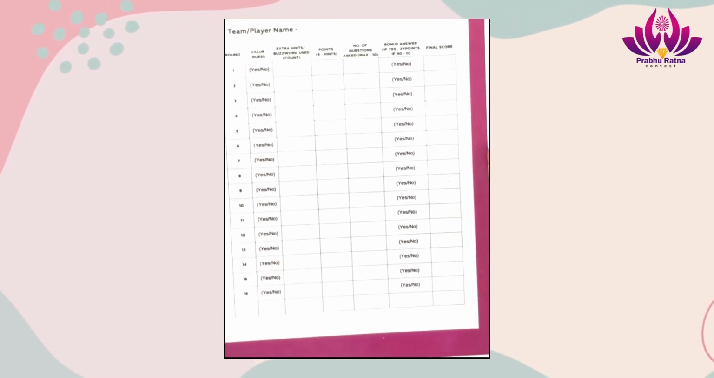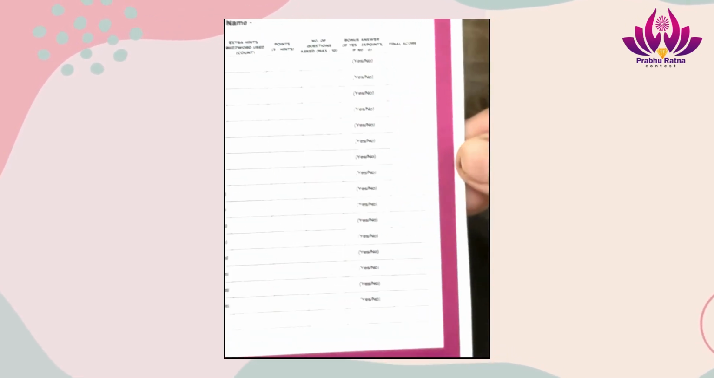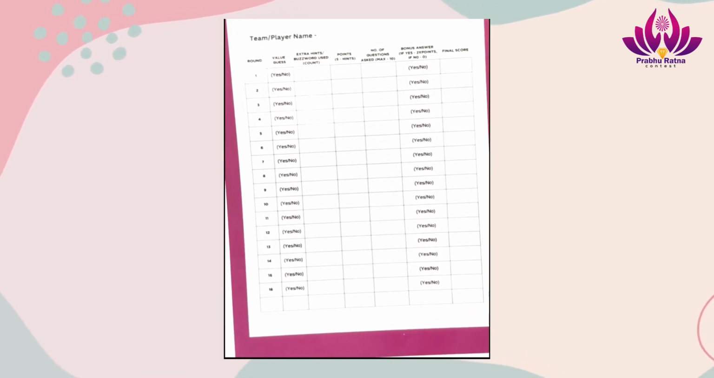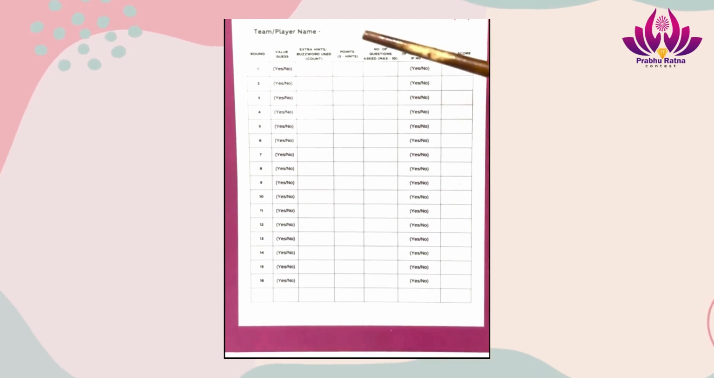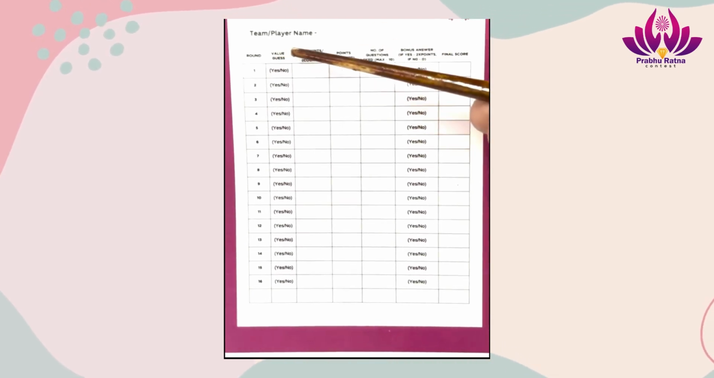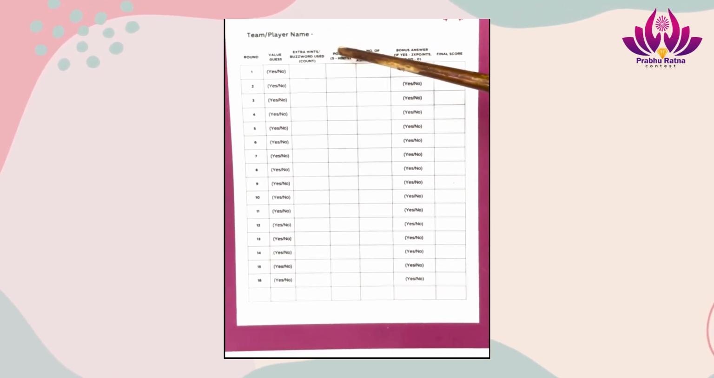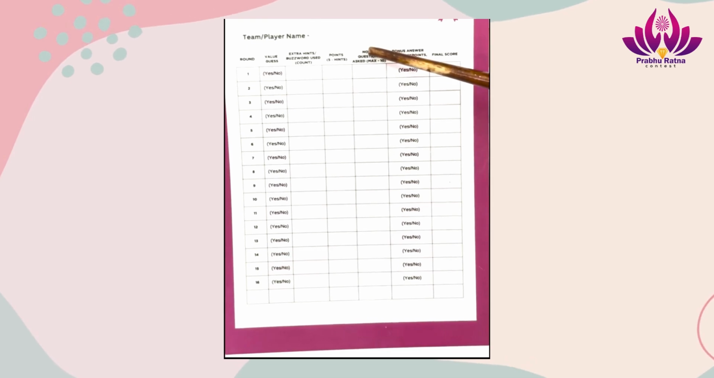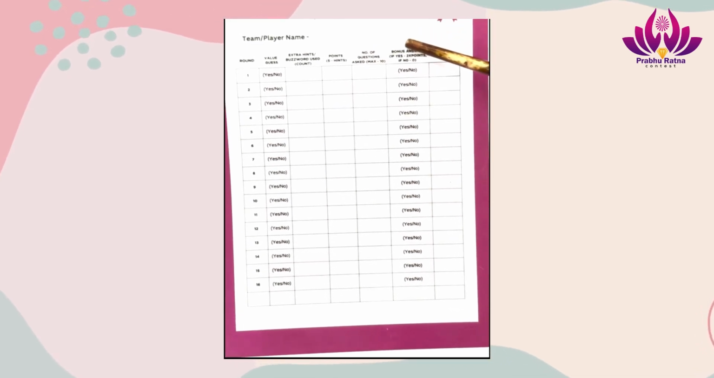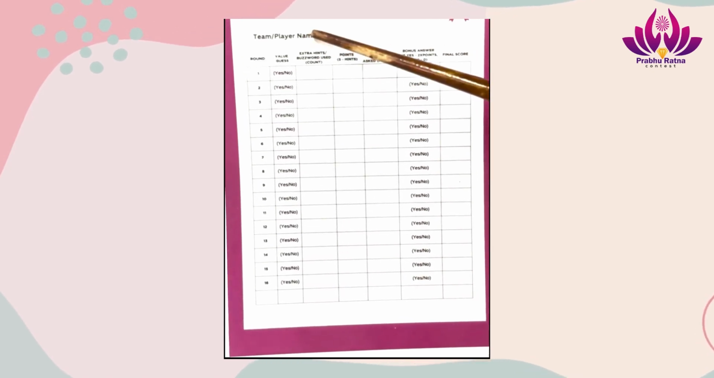Apart from this, another component is the guess the value score sheet. In this score sheet, there are different columns for number of hints asked, total points, number of questions asked, bonus question answered or not, and the final score. How to use the score sheet we will see in the video.